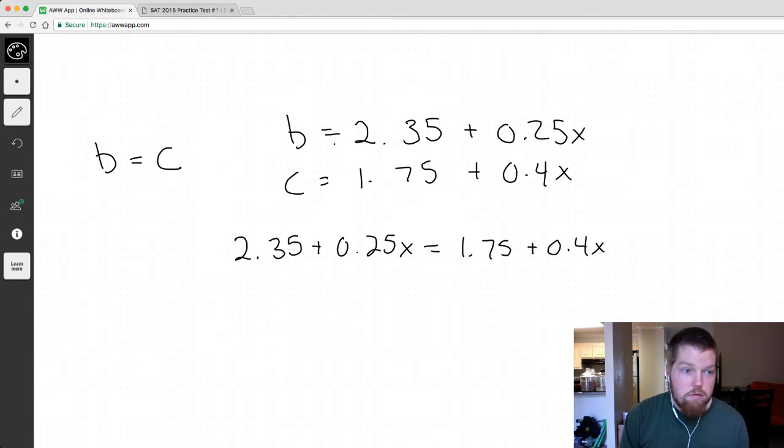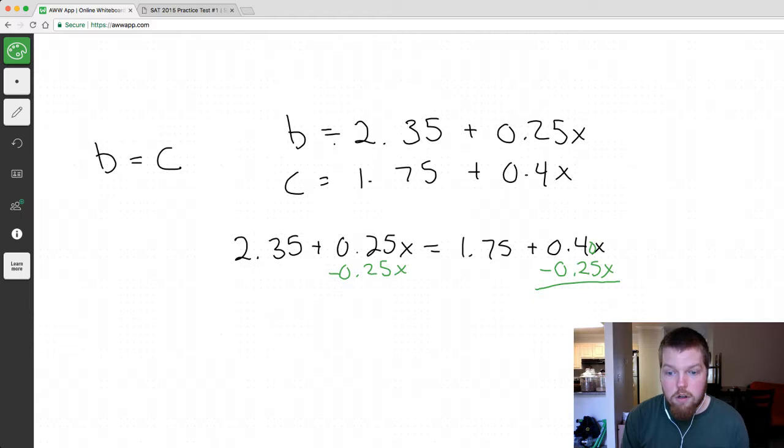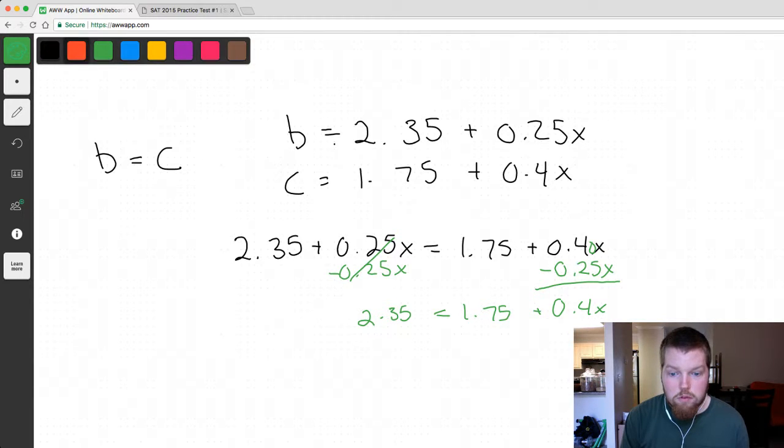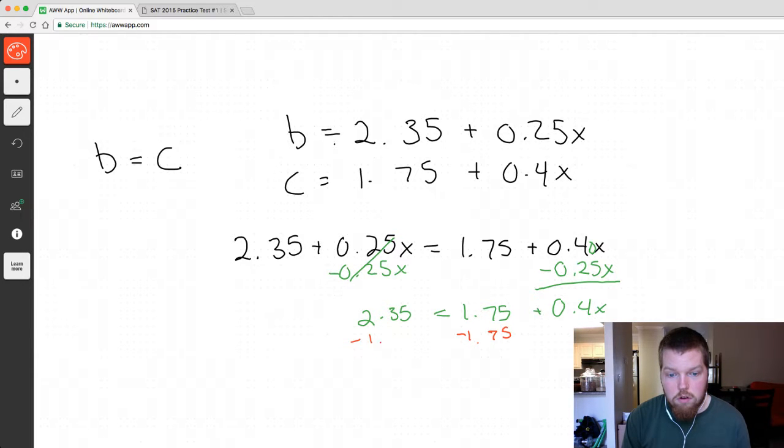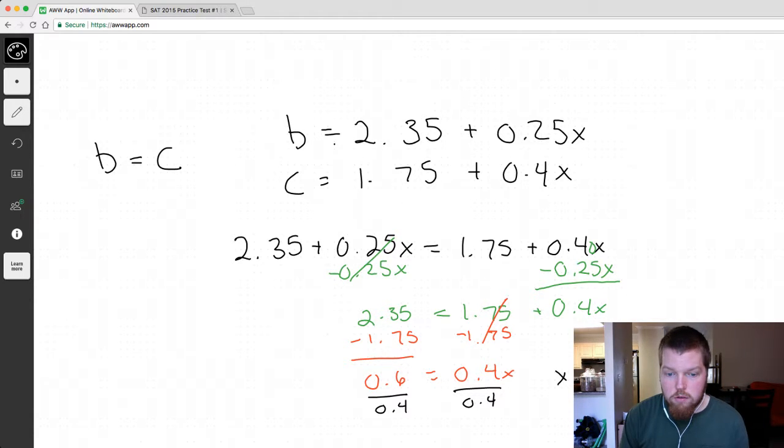And now we want to solve for x. Let's try and keep x positive, because then we won't have to deal with any negative numbers. So let's subtract 0.25x from both sides, because 0.25 is smaller than 0.4, so it will stay positive over here. We get 0.4x plus 1.75 equals, this cancels out, 2.35. Our next step is we'll subtract 1.75 from both sides, and we'll be left with 0.6 equals 0.4x. Then we'll divide both sides by 0.4, and we get x equals 1.5.